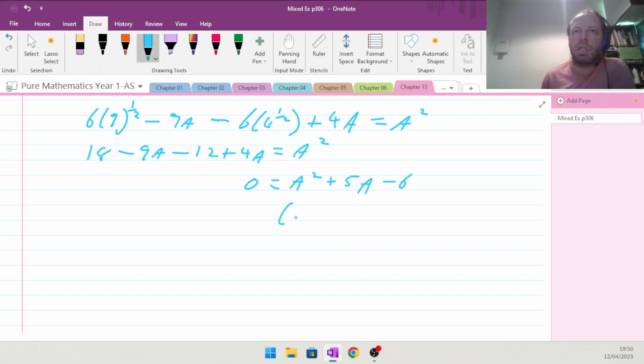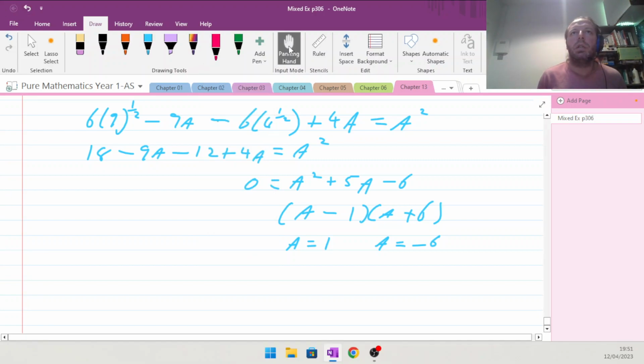So that gives us an a value when we factorize: we need a minus 1 and a plus 6, so we'll have a plus 6 in there. Okay, so that gives us the minus 6. Adding them together gives us the plus 5. That's grand. So we have a equal to 1 and a equal to minus 6. Two values of a. Good. Right then.